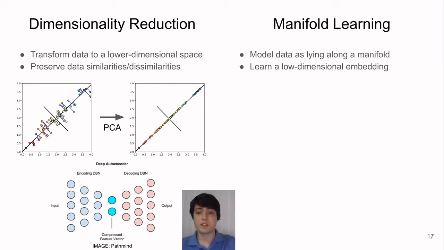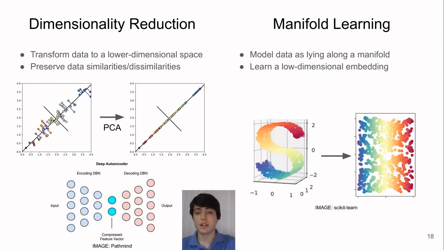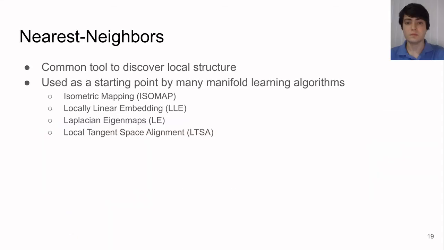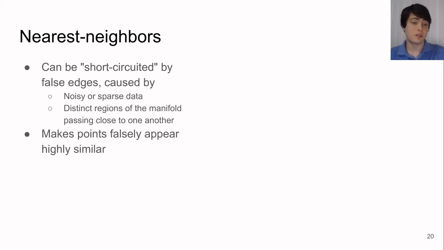I'll be focusing specifically on manifold learning, where the data is modeled as lying along some manifold and we try to find a low dimensional embedding. Intuitively, you can think of this as taking a high dimensional surface and trying to flatten it out or unroll it. Most manifold learning algorithms begin with a nearest neighbor search. It's a common tool that's used to discover local structure. However, it can sometimes make false correspondences. In other words, it's short-circuited by false edges.